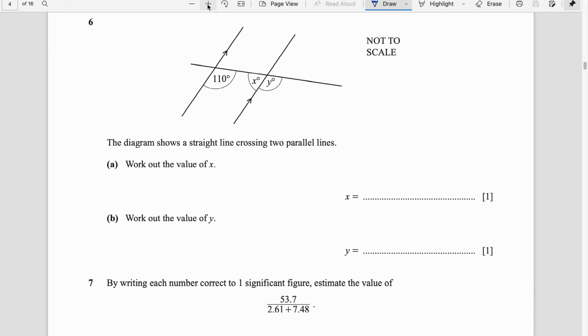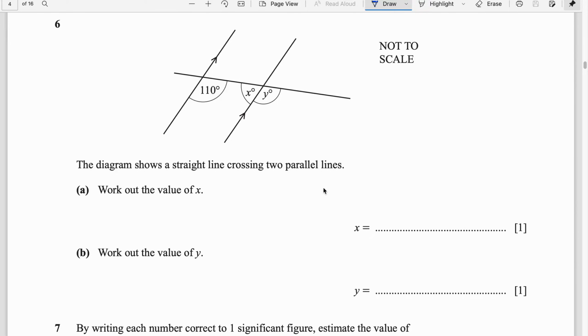Question number 6. The diagram shows the straight line crossing two parallel lines. Work out the value of x. So interior angles between parallel lines are actually supplementary. So 180 minus 110 is 70 degrees. And for y, they are corresponding angles, which is 110 degrees.